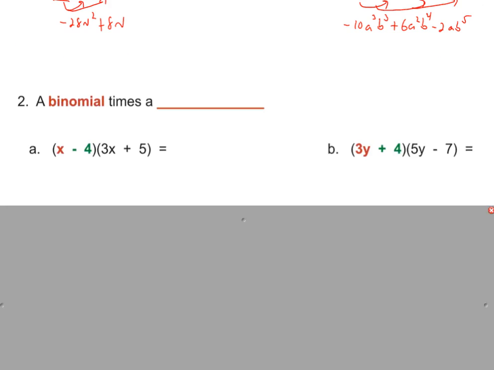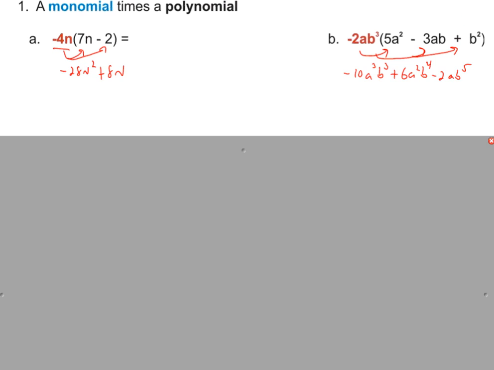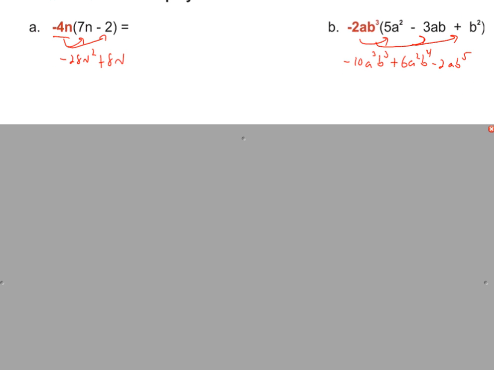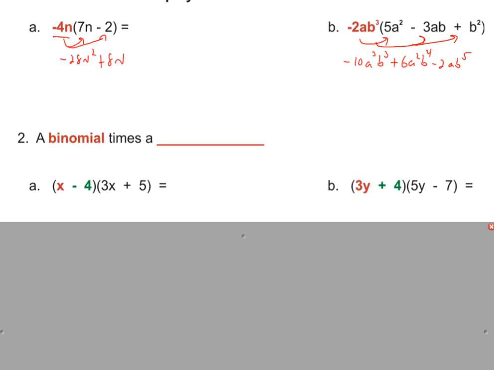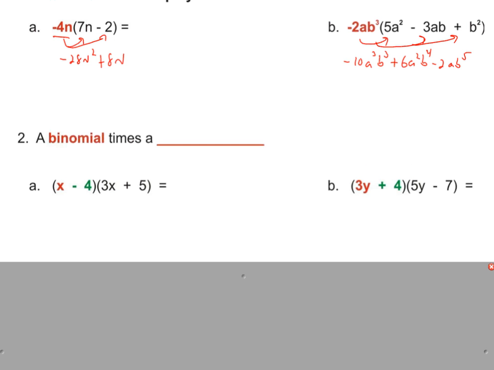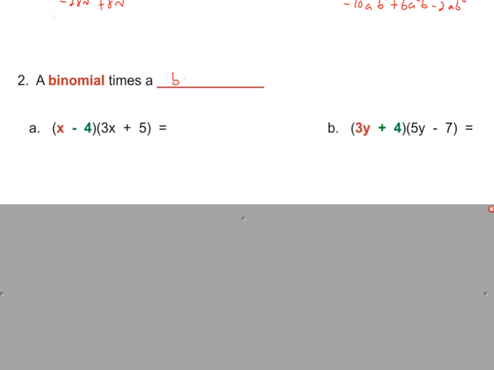All right, be careful with a problem like this. All right, I'm a little ahead of myself. All right, let's take a look at B. Binomial times a binomial. So a polynomial with two terms times a polynomial with two terms.